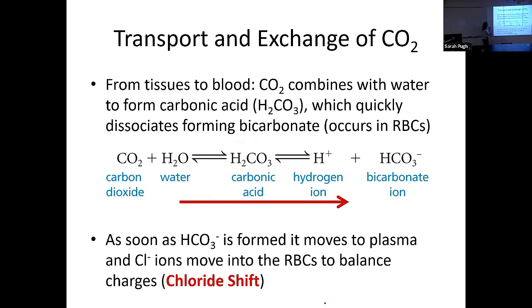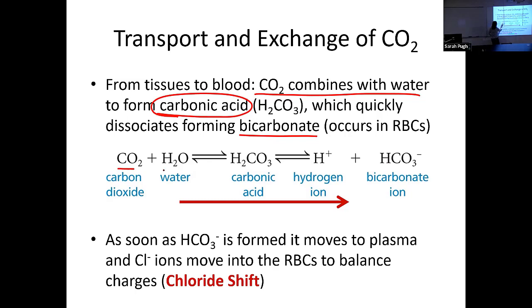So let's talk a little bit about the transport of CO2. From your tissues into your bloodstream, we're pulling that waste. CO2 is going to combine with water and form, here's that acid, carbonic acid. We can't leave it like that. It will change our blood pH. So this is why we quickly convert it into bicarbonate. And this is happening in the red blood cells. So you can see the equation here.